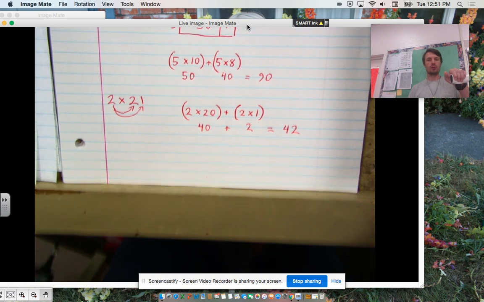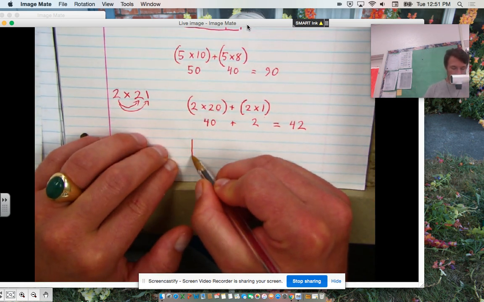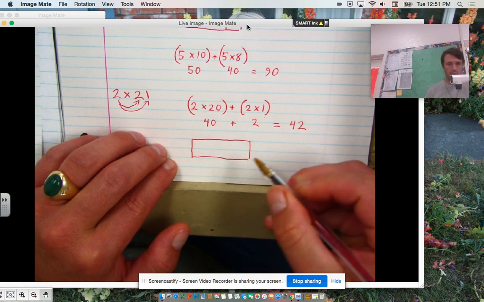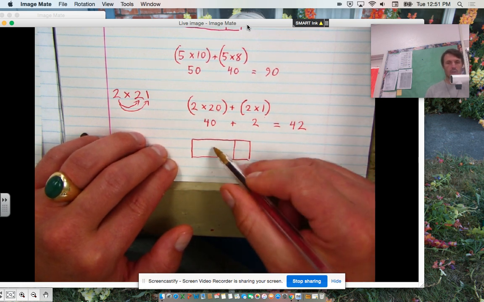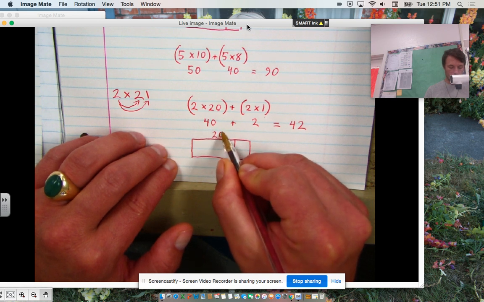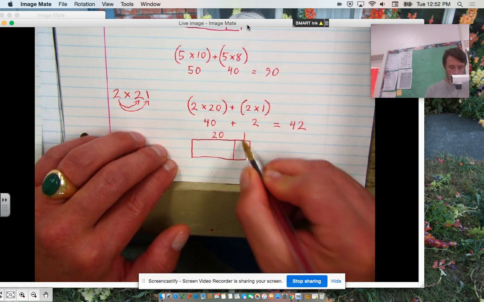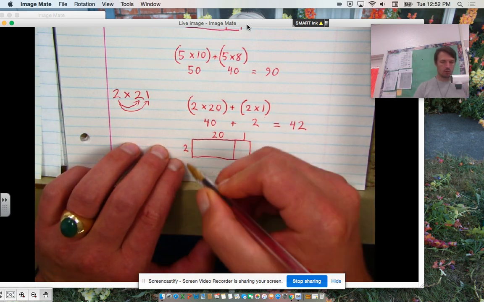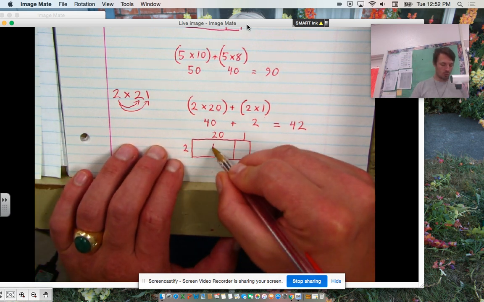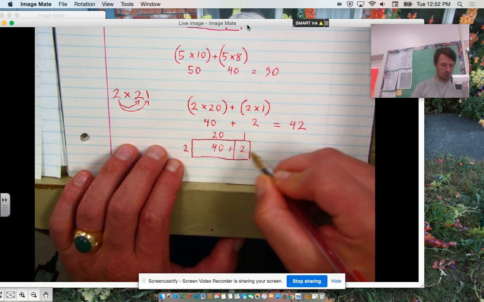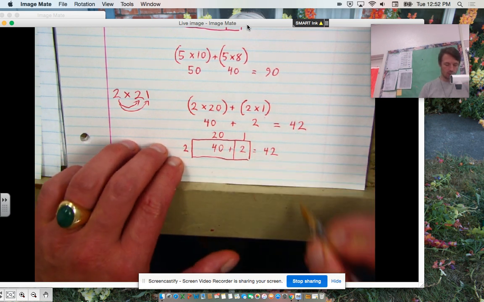Let's also show this one using the area model. We make a rectangle, split it into one larger part and one smaller part. The larger part represents the 20, the smaller part represents the 1 in 21. And then we put the 2 on the side. 2 times 20 is 40, 2 times 1 is 2, 40 plus 2 is 42.